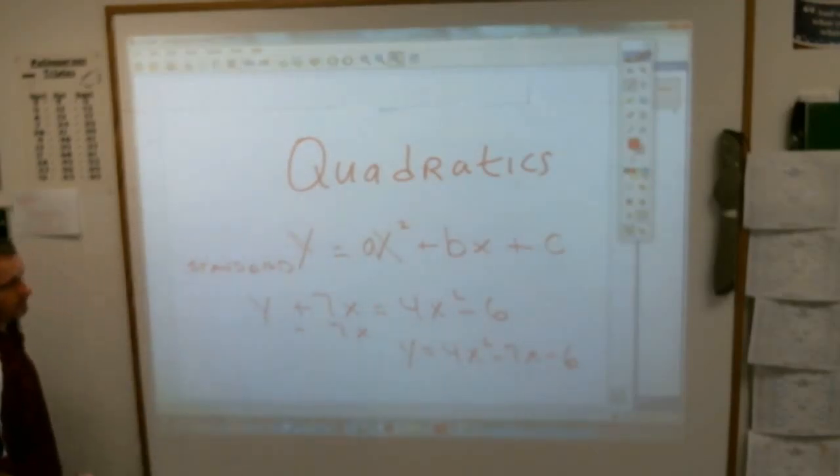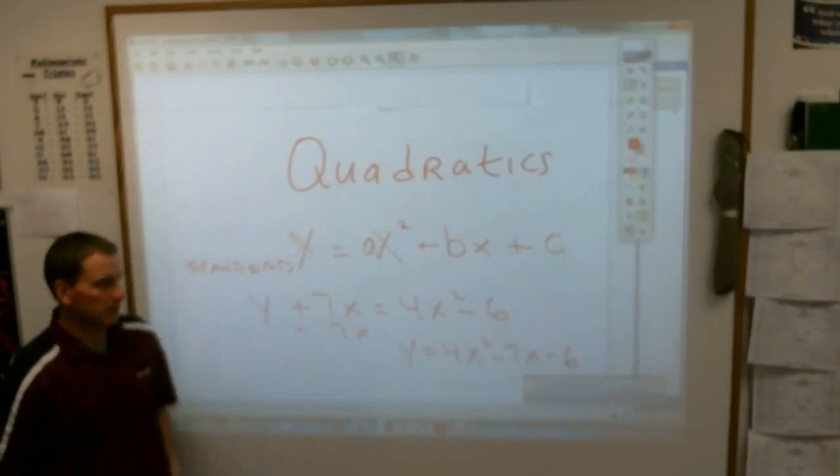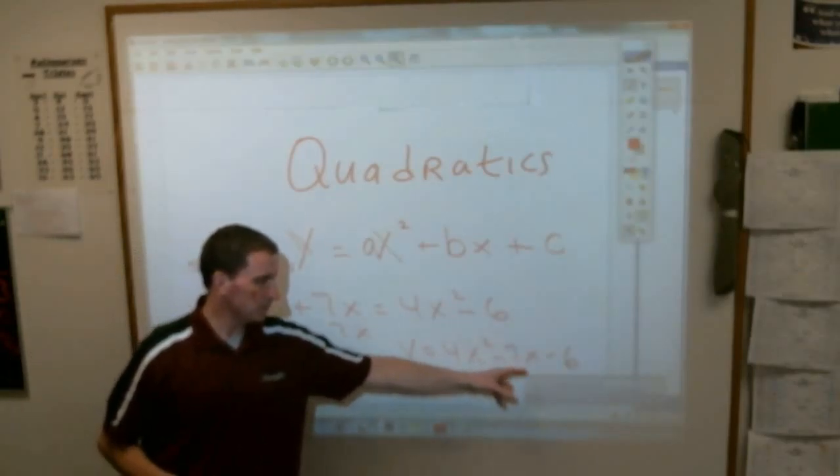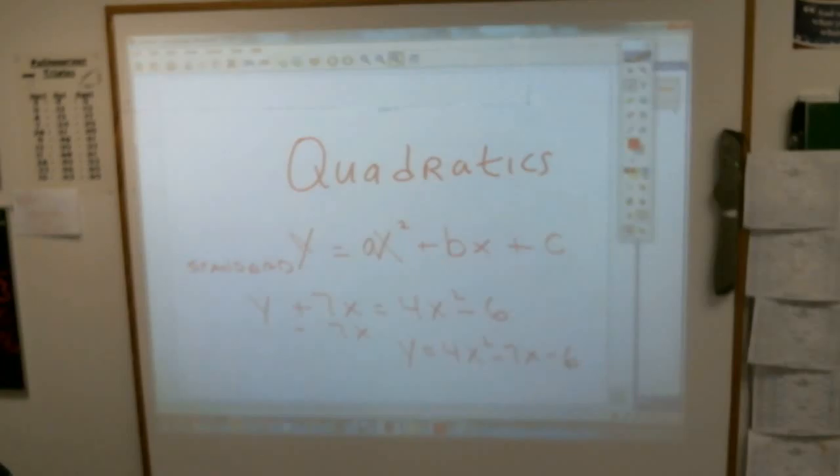When we get to the quadratic formula again, you needed to know what A was, what B was, and what C was. But today, I believe they're going to ask you again to graph these. And that should be nothing new.